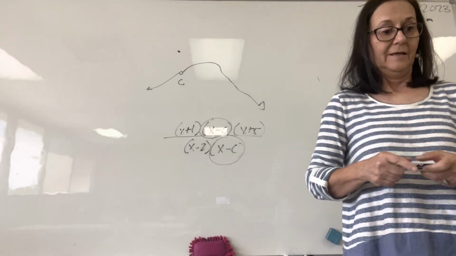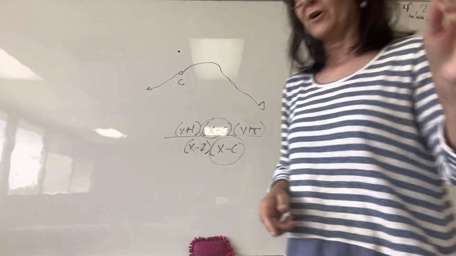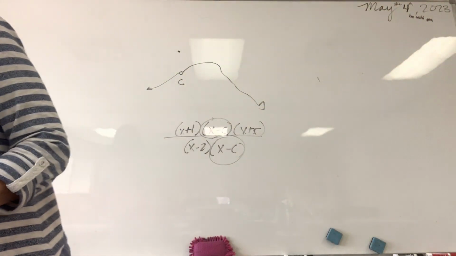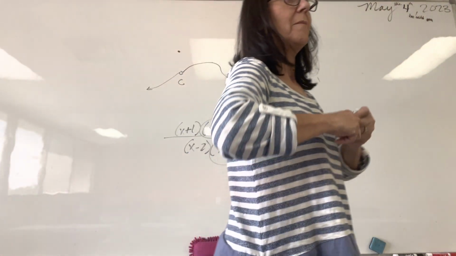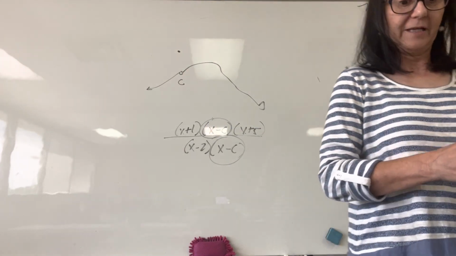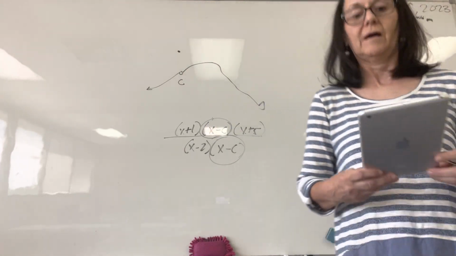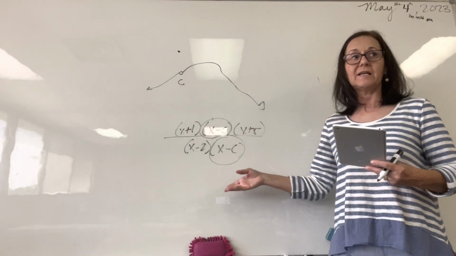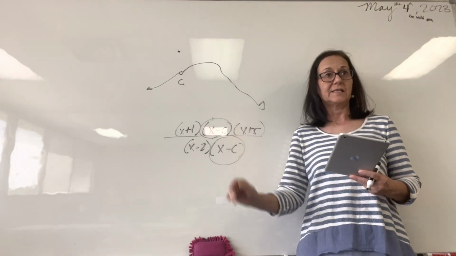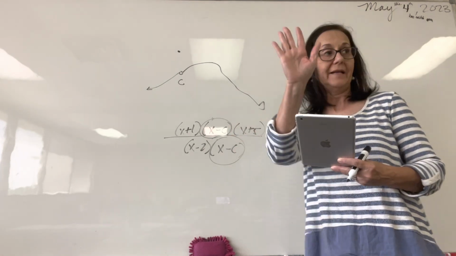And you can't cancel those. Okay, we're going to talk about that in a minute. You jump ahead. It's called a removable discontinuity. All right. A limit does exist with removable discontinuities. Okay, but that's in a minute. Got it?